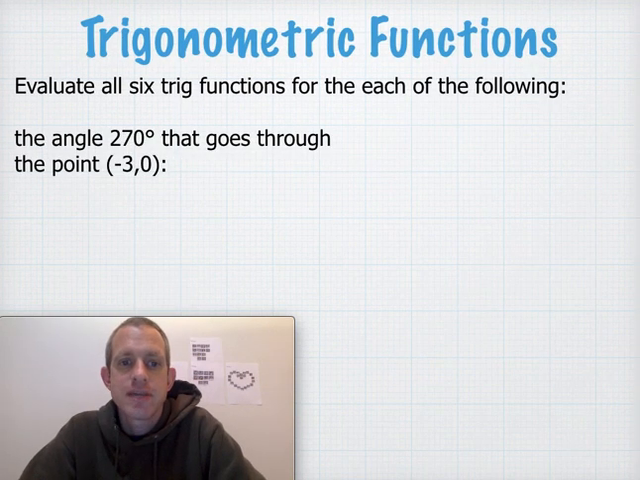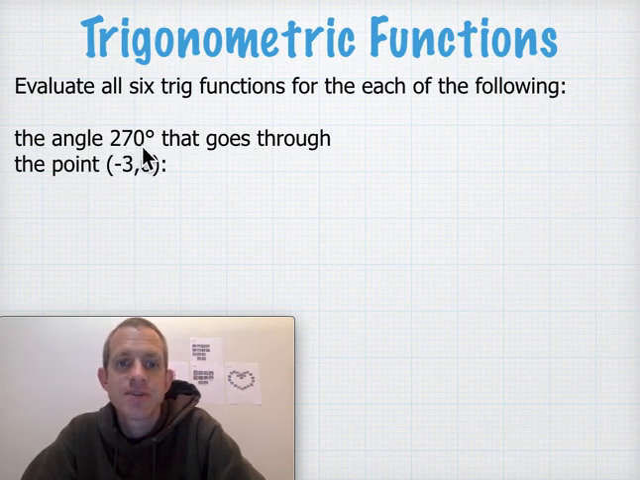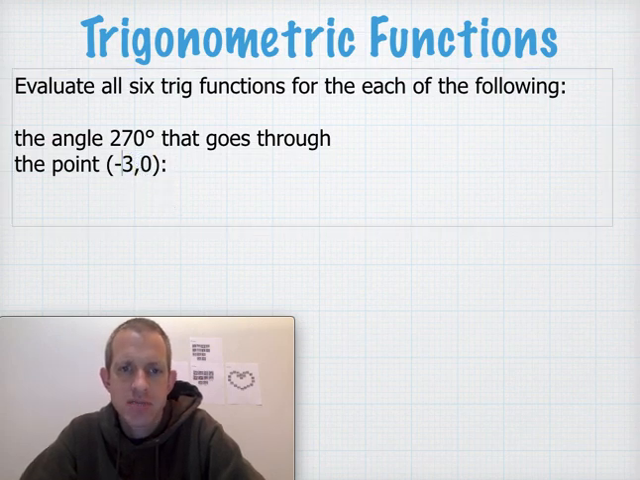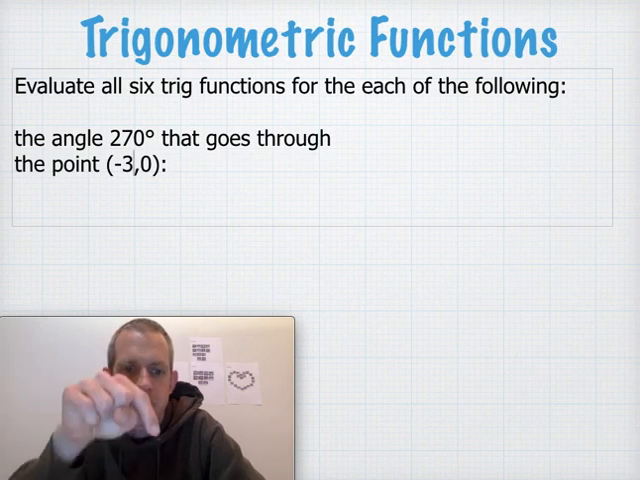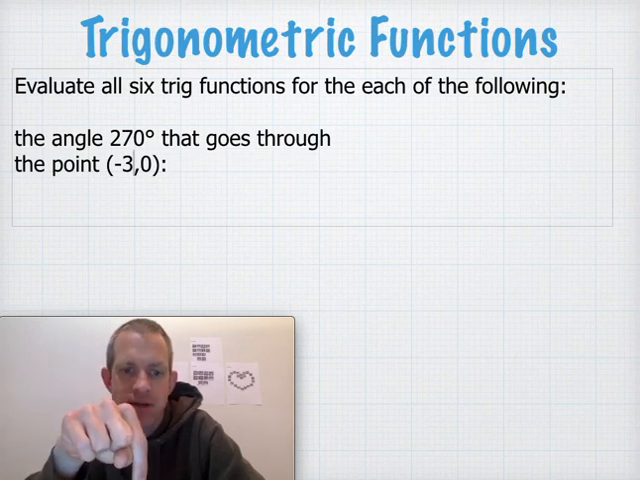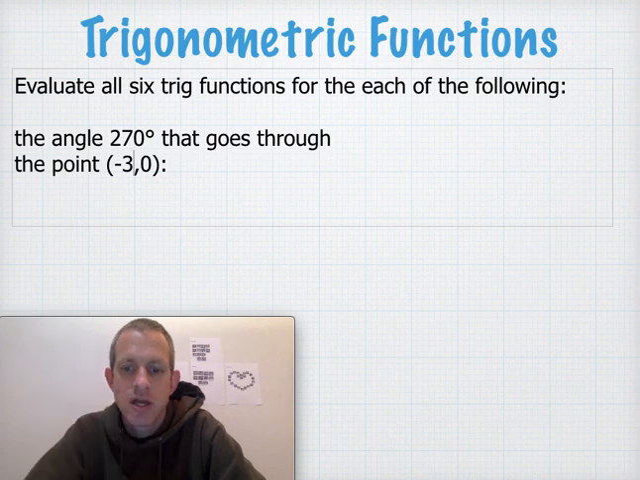Let's look at another example. This time I want to find the 6 trig functions for specifically the angle 270 degrees, which goes through the point -3, 0. That's actually a typo. It doesn't go through the point -3, 0. 270 would be down, and so it would have an x-coordinate of 0 and a y-coordinate of -3. Got that backwards.